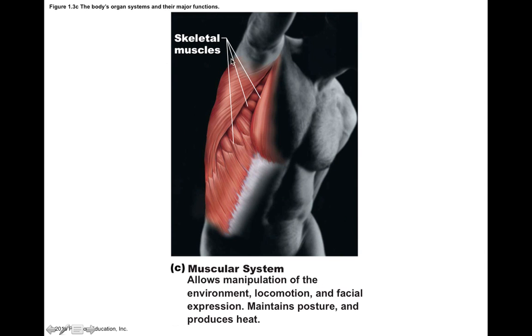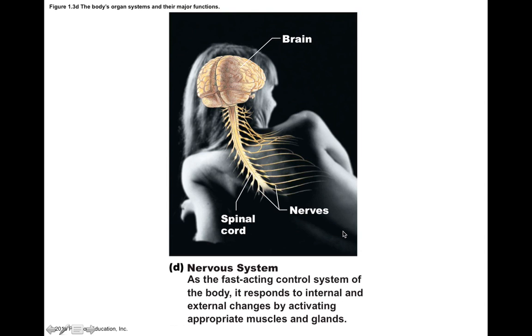And your muscular system includes skeletal muscle here, which is involved with manipulation of your body, locomotion, and facial expression. It's involved with maintaining posture and producing body heat as well. So we'll have a whole chapter on the muscular system later. And the nervous system is another organ system that includes your brain, your spinal cord, and their associated nerves. It's really a fast-acting control system of your body. And it can respond to both internal and external changes.